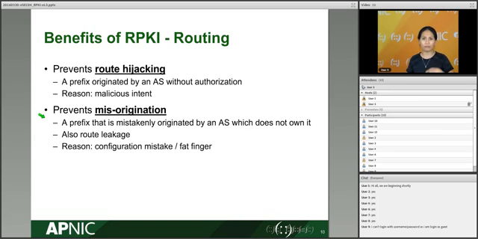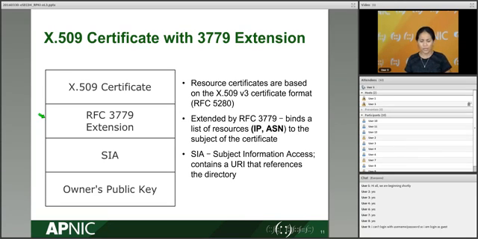So either way, whether it's malicious with route hijacking, or a mistake with misorigination, the effect is the same. You will have some traffic redirected your way, stealing some of that bandwidth and traffic from the original, or supposed-to-be originator of that prefix. So now the question is, you know what the purpose is, but how can we implement that? We use RPKI. With RPKI, you map the resource with the resource holder.